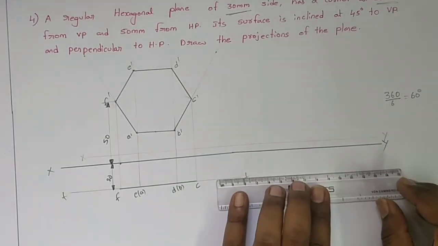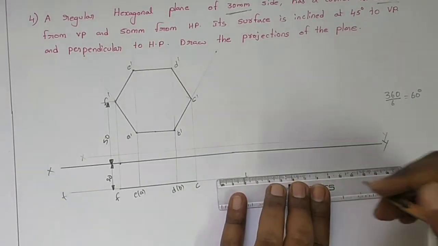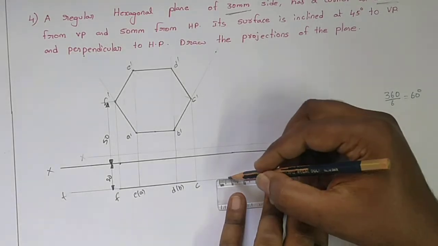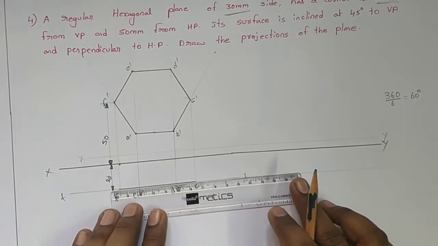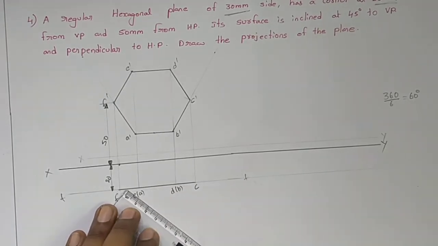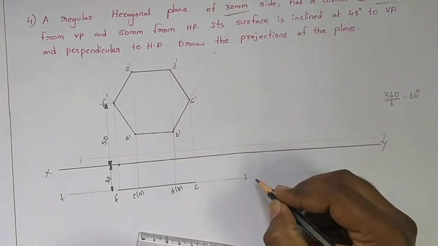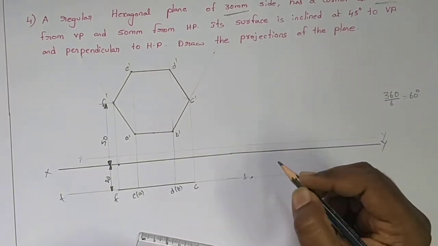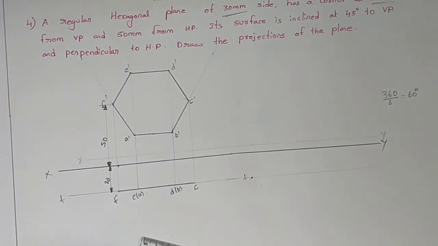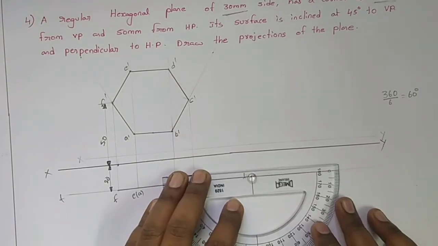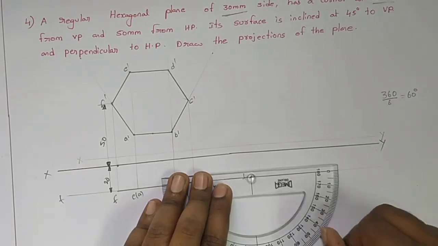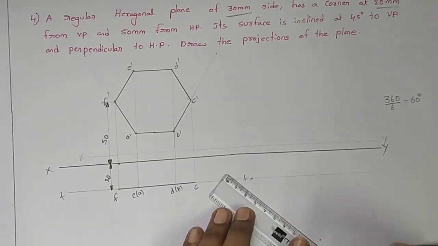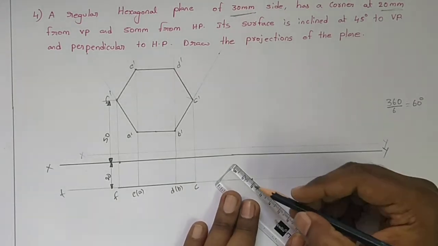Okay, next we need to give inclination, that is 45 degrees inclination to VP, so I am rotating this top view in a 45 degrees line. Okay, I have taken one point on this locus of top view. Next I draw from this point a 45 degrees line, because they given 45 degrees inclined to VP. Okay, it is the 45 degrees line.